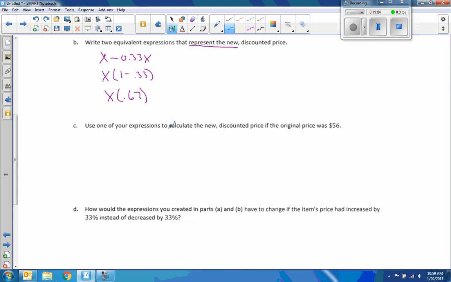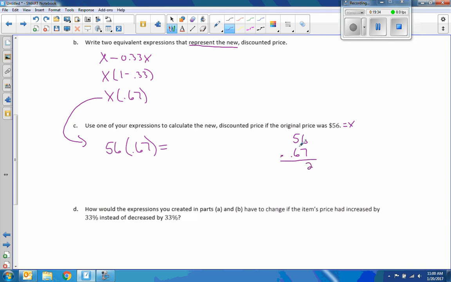C says to use one of your expressions to calculate the new discounted price if the original price was 56. I will just use the last one. And so this is my x. 56 is x. So I'm going to put 56 here times 0.67 equals, and that comes out to be, well, I'll show the work.